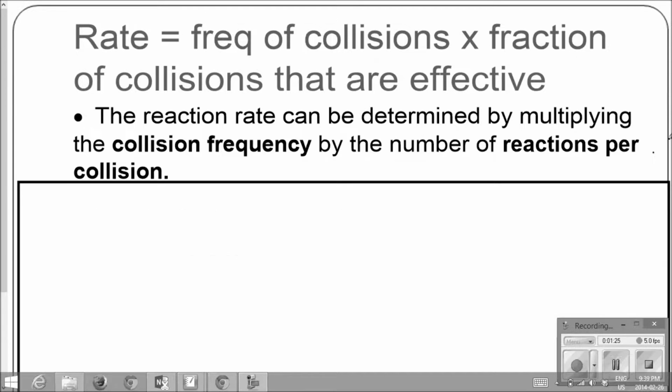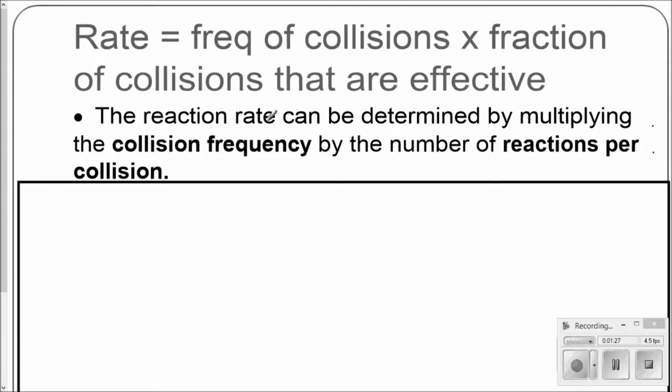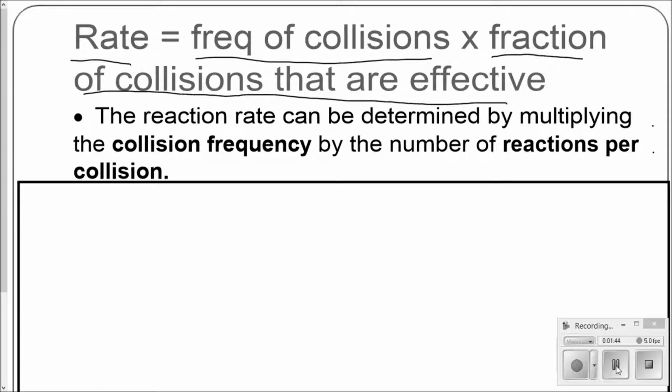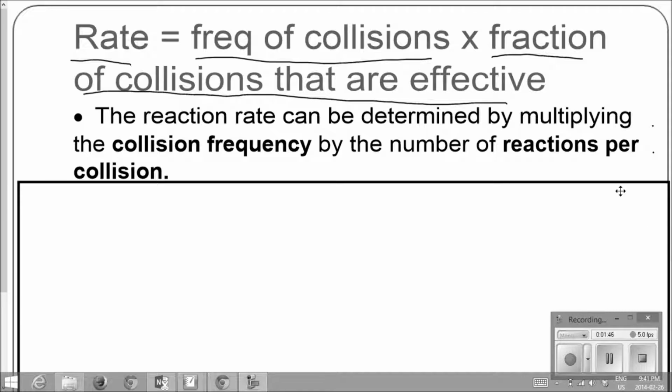Mathematically, if we want to find the rate, we have to figure out how many times these reactants are colliding, and then multiply it by the fraction of the collisions that are effective. Effective collisions are the ones that actually cause the reaction to occur.